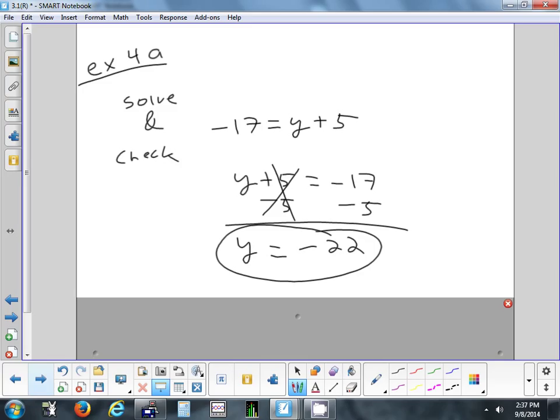So you get negative 22. Okay? So you have a couple of examples with addition and a couple with subtraction, and that's what your homework is going to be.